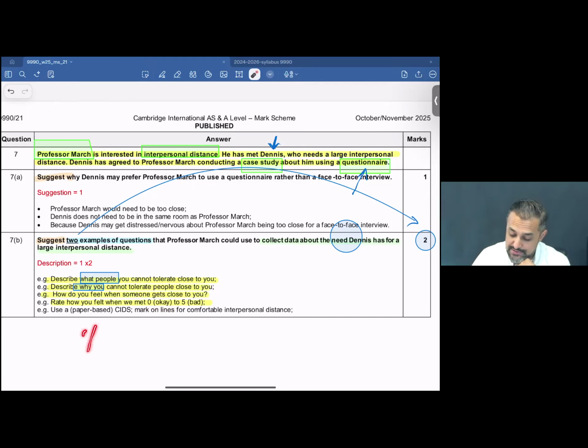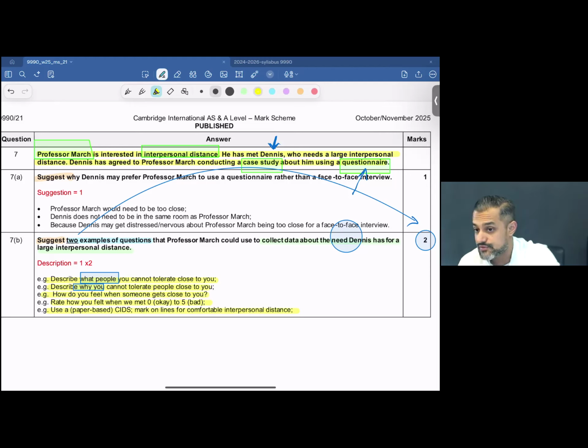Use a paper-based CIDS, mark on lines for comfortable interpersonal distance. So this is again a possibility that could be used as well. I would have opted for any other point and not the last one, because we've been asked to give two examples of questions. Nonetheless, the last one works, because if you ask him to mark on lines for comfortable interpersonal distance, that again could be used as a question.